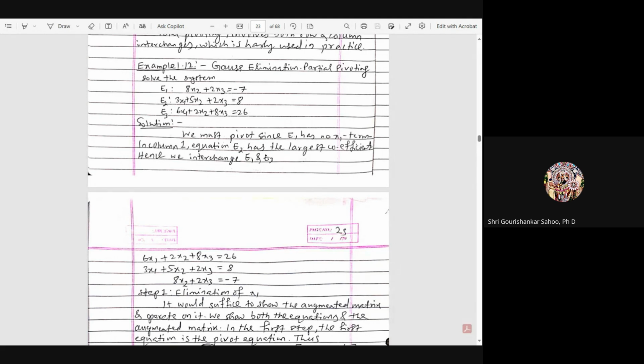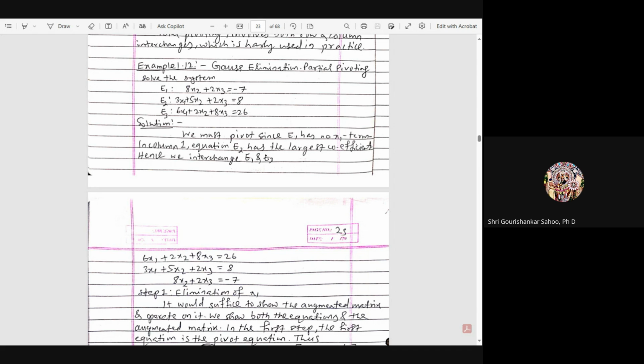So the system of equations is like this as shown in the screen. 8x2 plus 2x3 is equal to minus 7. 3x1 plus 5x2 plus 2x3 is equal to 8. 6x1 plus 2x2 plus 8x3 is equal to 26. So we have to pivot since E1 has no x1. Now in the first equation there is no x1 term. So equation E3 has the largest coefficient.